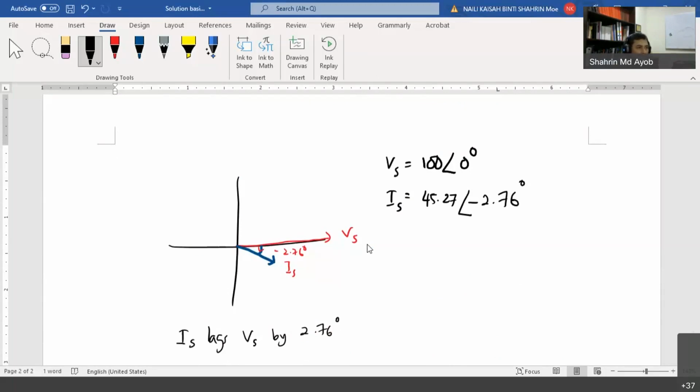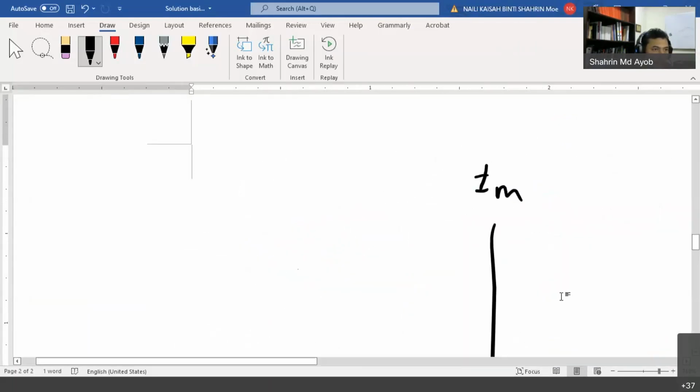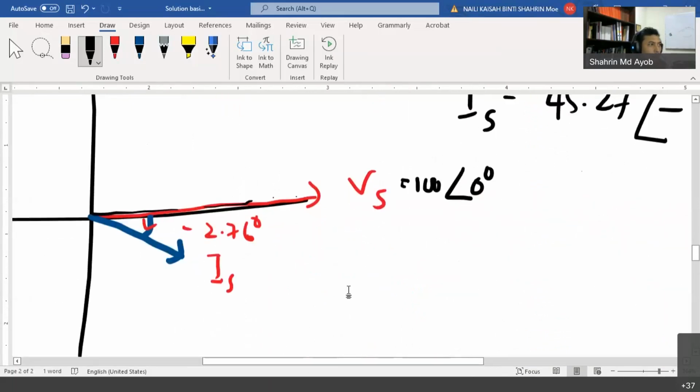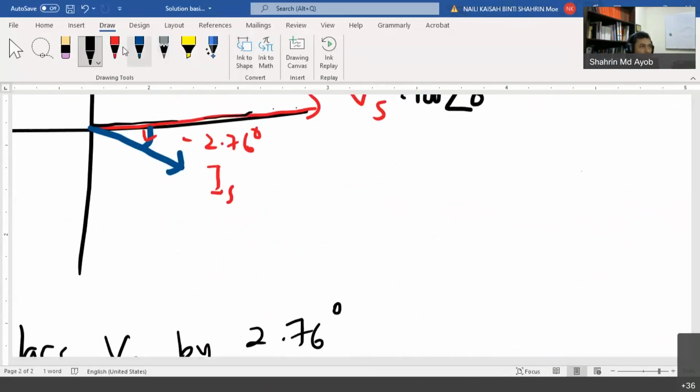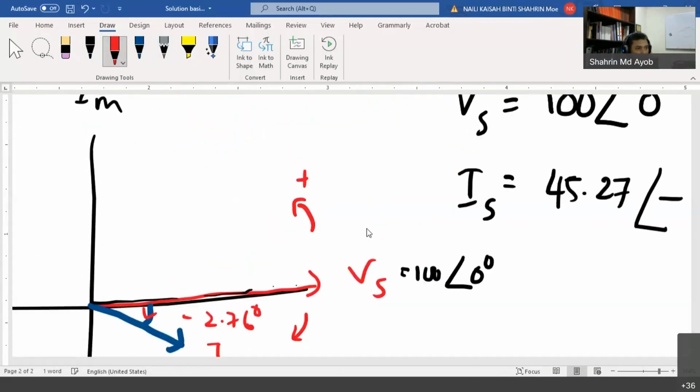So this is your phasor plane. We have the imaginary part and the real part here. Vs is 100 at an angle of 0, so this is your angle 0. And Is is 45.27 with an angle of negative 2.76 degrees. Negative means the angle rotation is in the reverse direction. For positive, the direction is like this. For negative, the direction is this one.